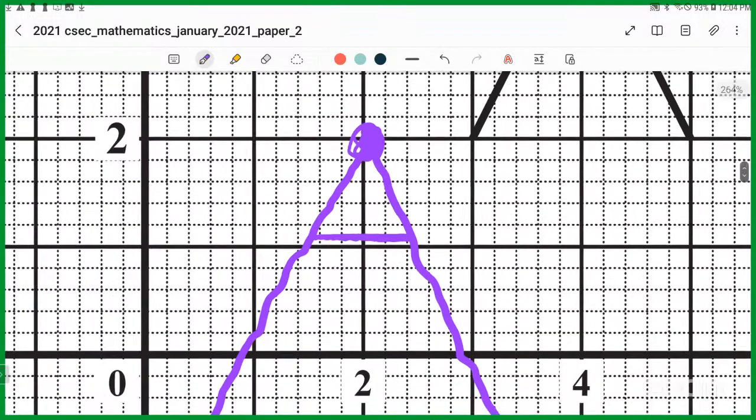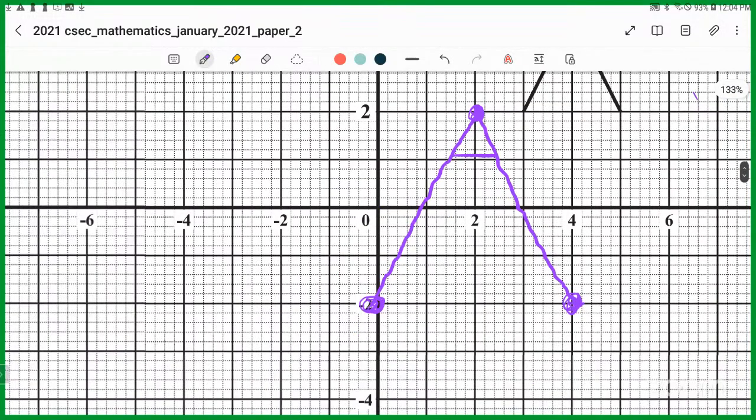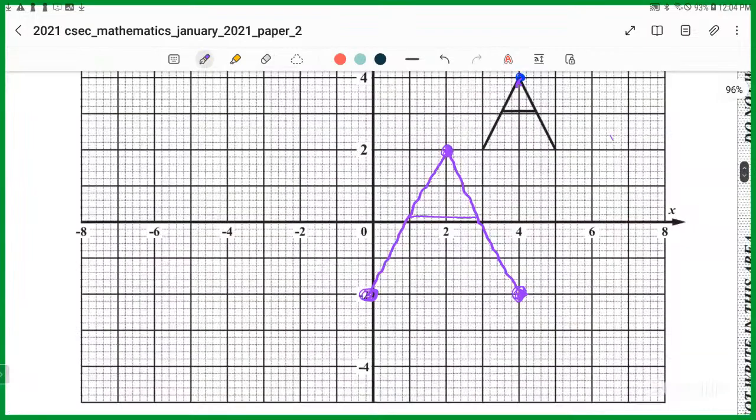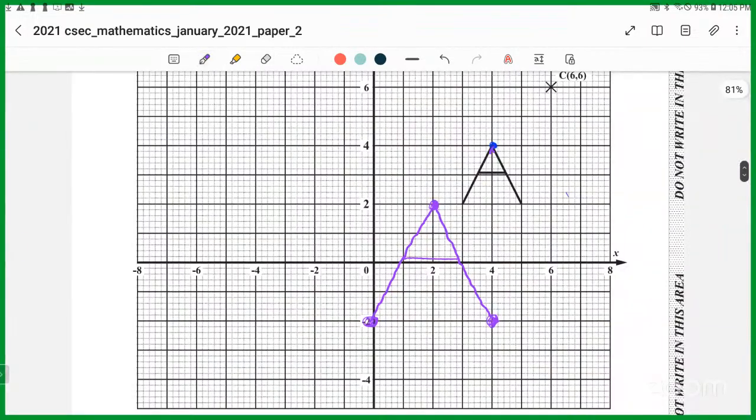That will be image A. No, wrong page, right here. 2 units down, almost 2 units down. That's image A right there. That's it. We could have also done the construction of these points by doubling the distance.